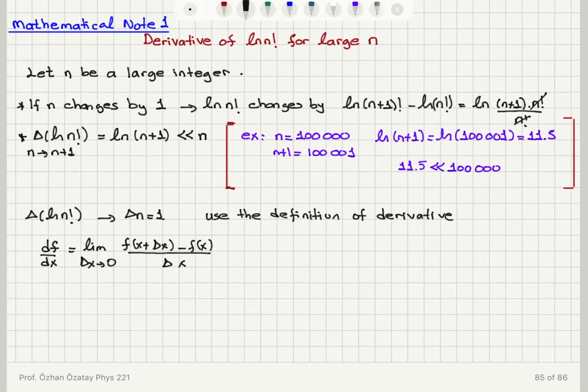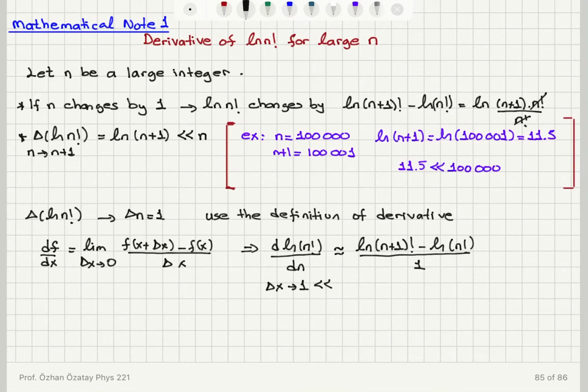So here I'm applying this to the derivative of natural logarithm of n factorial with respect to n, and basically I'm going to approximate this by saying this is natural logarithm of n plus 1 factorial minus natural logarithm of n factorial divided by 1. So my delta x here is 1, which is much smaller than the value of n. So indeed, instead of having delta x go to 0, having delta x becoming 1, it's sufficiently small for an approximate answer for this derivative.